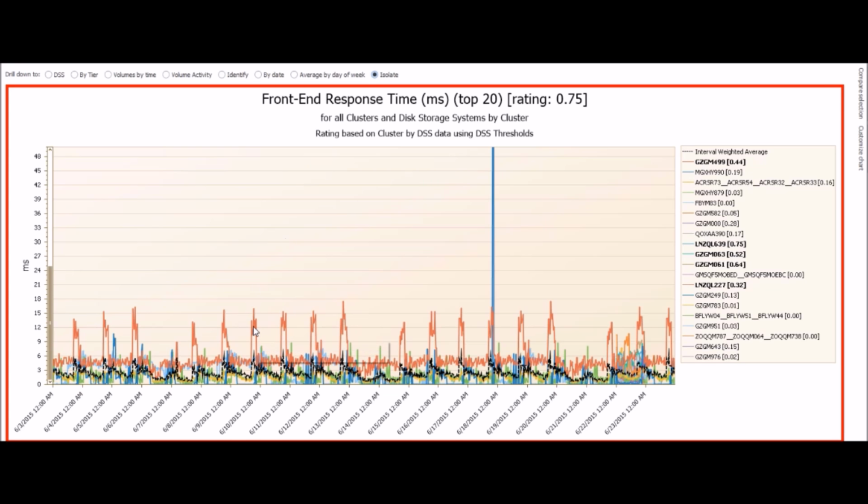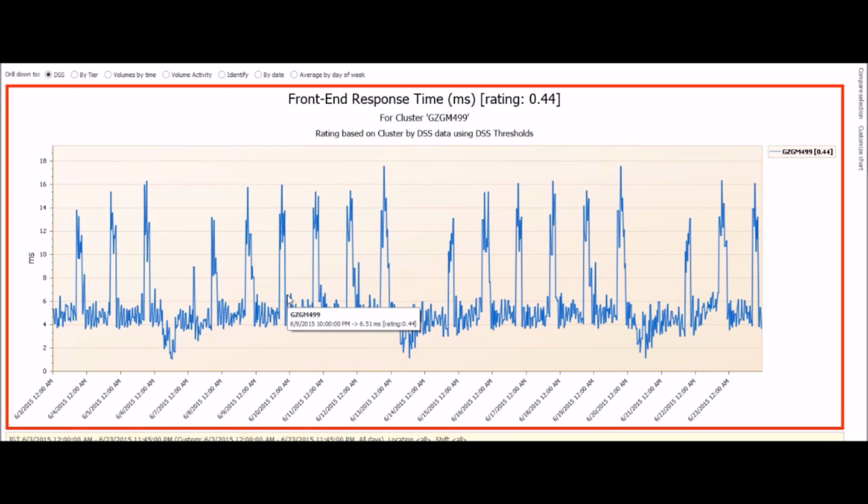By selecting the Isolate drill down and clicking on the line in the legend or the chart representing GZG-M499, you can see the cluster's front-end response time alone so that it is easy to see the trend. Further, by adding the trend line, it is easy to see that the response time trend is increasing for this cluster.